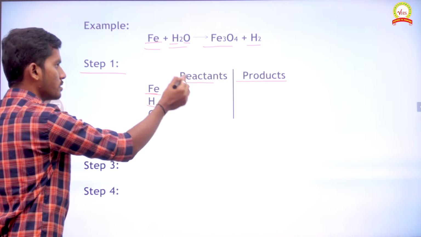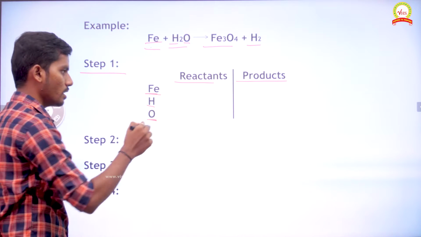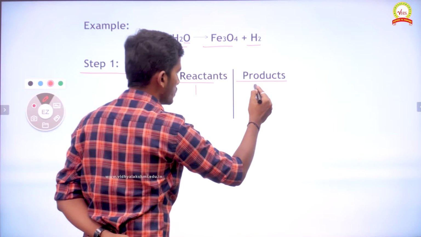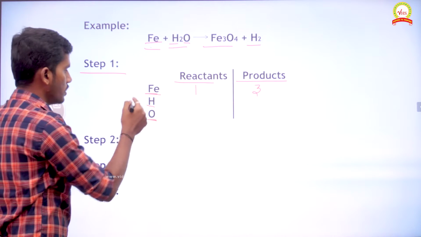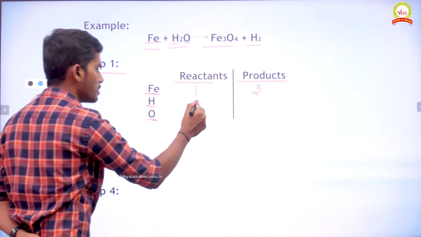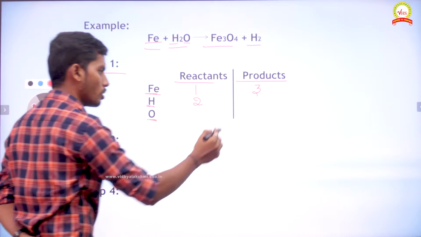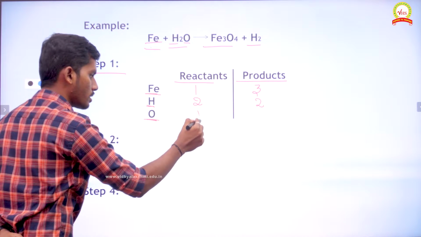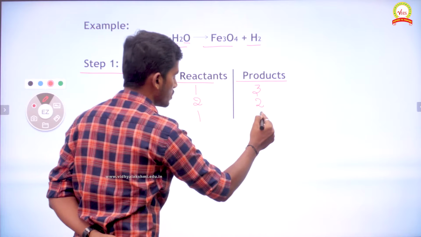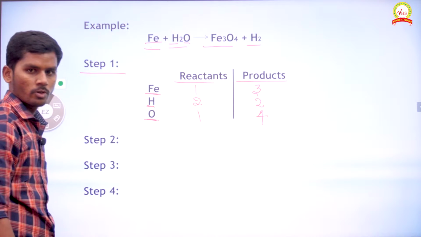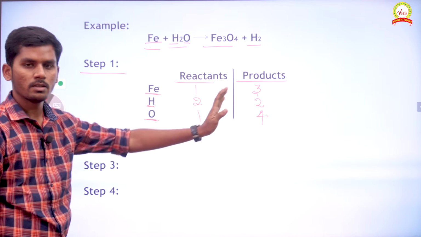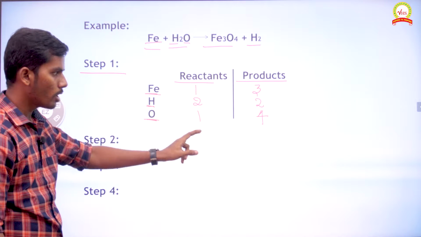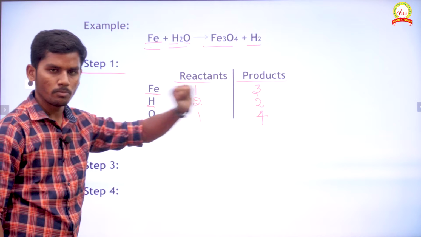Iron, in the reactant side, how many atoms are present? Yes, it is 1. In the product side, how many atoms are present? Yes, it is 3. Okay. Now move on to hydrogen. In the reactant side, it is 2, and the product side, it is also 2. Okay, students. Now oxygen, in the reactant side, it is 1, and the product side, it is 4. So this is the first step. You have to segregate it as reactants and products, list the atoms present here. The next thing is, write the number of atoms present in the reactant side and the product side.